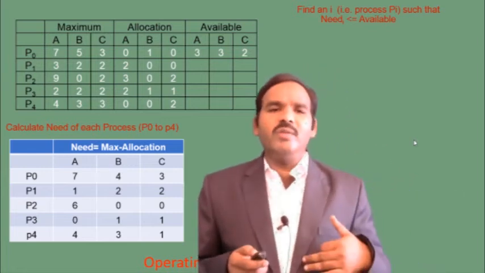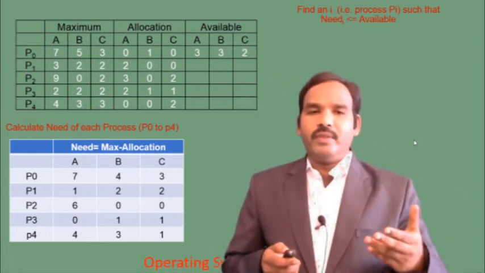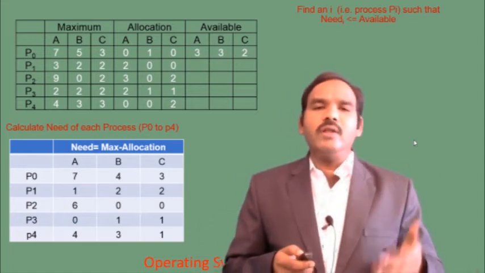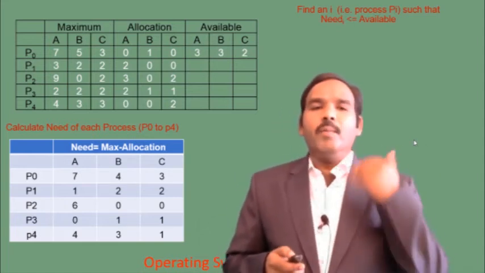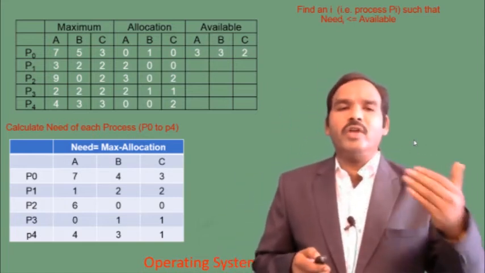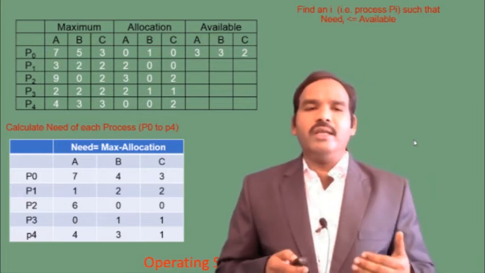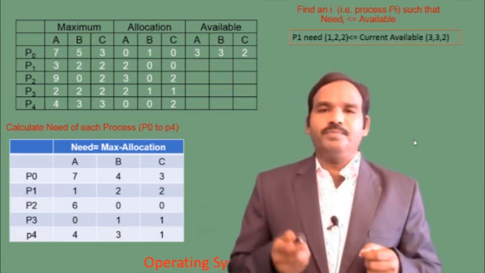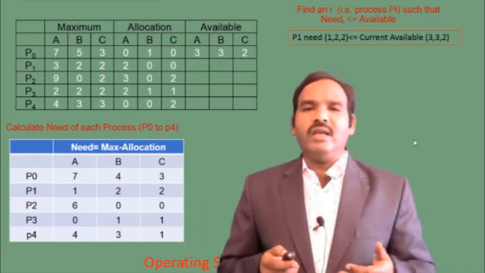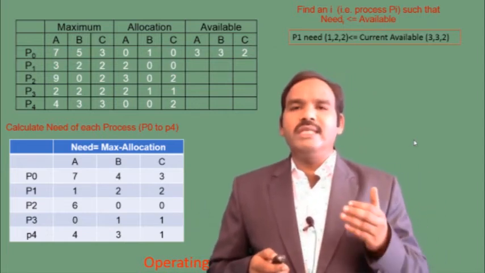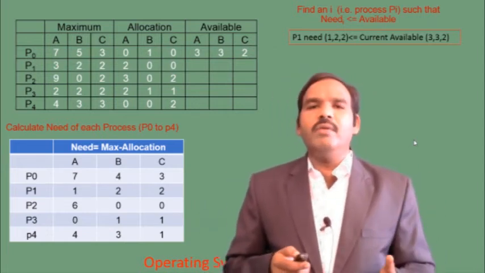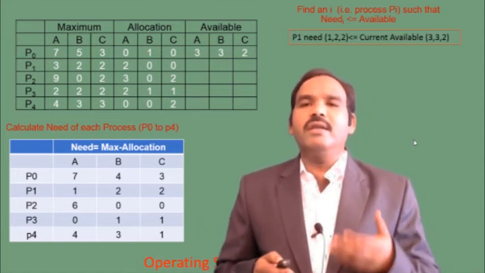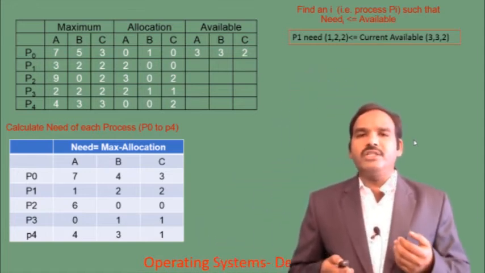Another process will also be satisfied, maybe P3. If you compare, the need of P3 can also satisfy this condition, but we are comparing from top to bottom in the need matrix, so the first process that satisfied the condition is P1. P1 need is 1, 2, 2. Is it less than or equal to current available? Yes. What is the current availability? Current availability is 3, 3, 2. So this condition is true.